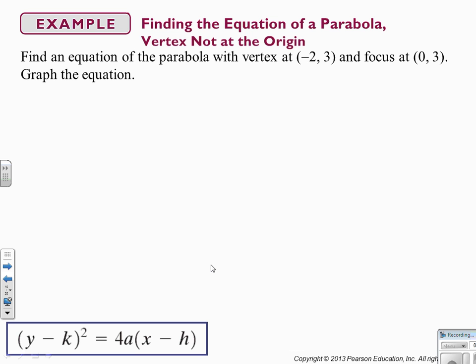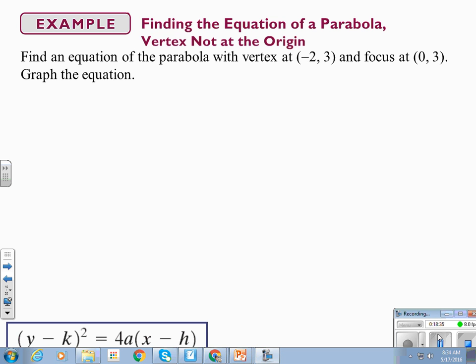All right, so if we find an equation of a parabola with a vertex at -2, 3 and a focus at 0, 3, we get to graph the equation. So the first thing I'm going to do is draw a picture of this. So the point -2, 3, when we graph that, is on the left-hand side, and the focus 0, 3 is to the right of that, and we can see that because of the vertex and the focus, our parabola always wants to hug the focus. So this guy opens to the right.